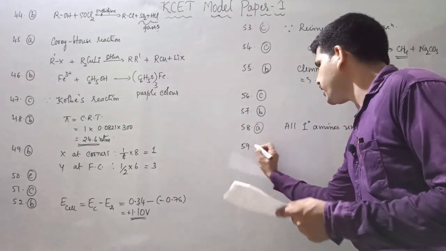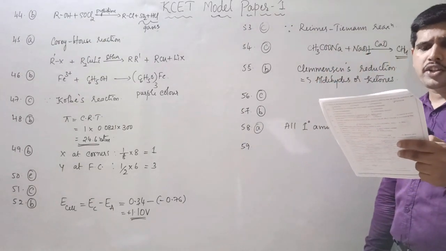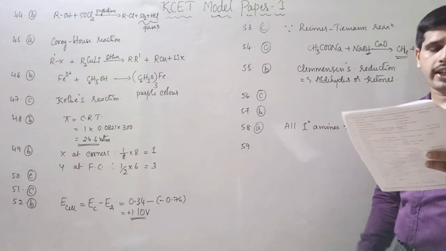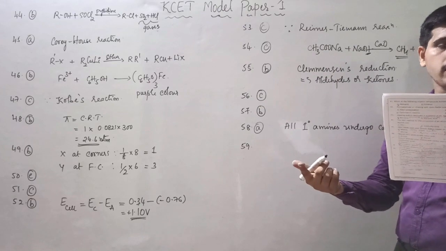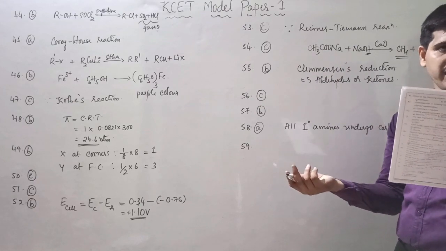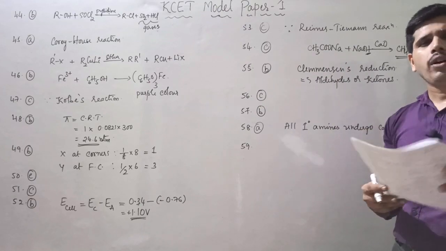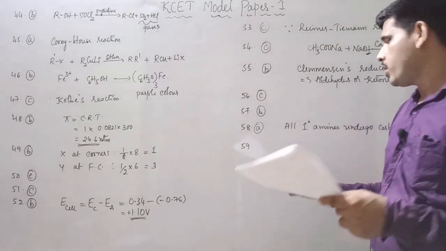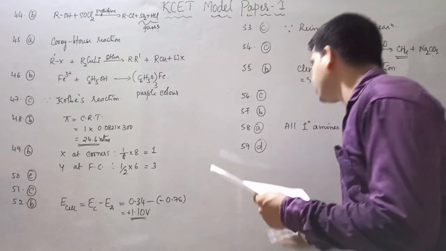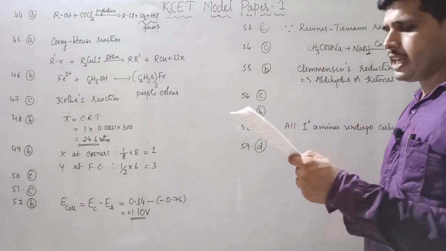Next, 59th one. Primary, secondary and tertiary amines can be distinguished by using nitrous acid, then benzene sulfonyl chloride, that is known as Hinsberg reagent, and HCl. All the amines will dissolve in HCl, so you cannot distinguish with HCl. So the right options are option A and B, so option D is to be selected there.